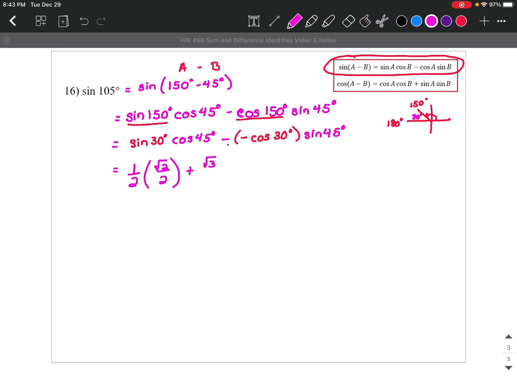Cosine of 30 degrees is radical 3 over 2 times sine of 45 degrees is radical 2 over 2. 1 times radical 2 is radical 2. 2 times 2 is 4. Plus radical 3 times radical 2 is radical 6 over 2 times 2 is 4. And our final answer is the square root of 2 plus the square root of 6 all over 4.